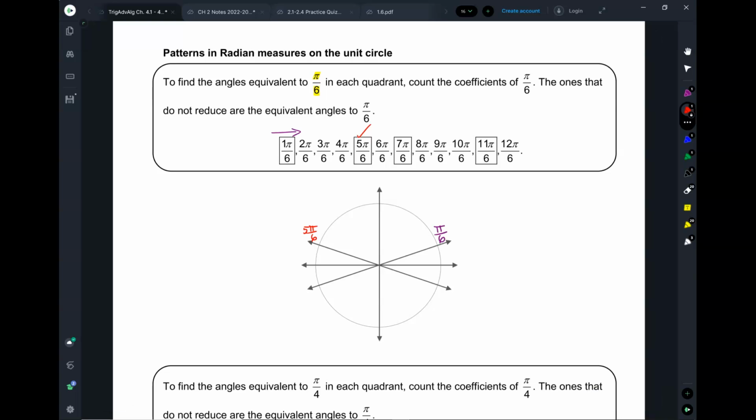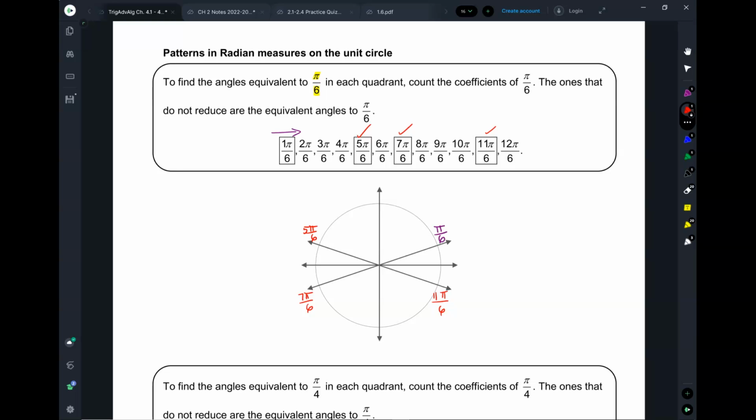Then moving past, 6 pi over 6 reduces. 7 pi over 6 doesn't reduce. So basically what you want is, you don't want the fraction to reduce, you want the 6 to stay in the bottom. Okay, 7 pi over 6 works. 8 pi over 6 reduces. 9 pi over 6, 10 pi over 6, you can reduce all of them. 11 pi over 6 does not simplify. So that's the next one. And then the next one over, 12 pi over 6. How much is that if you cancel the 12 and the 6? 2 pi, so we made a full circle.